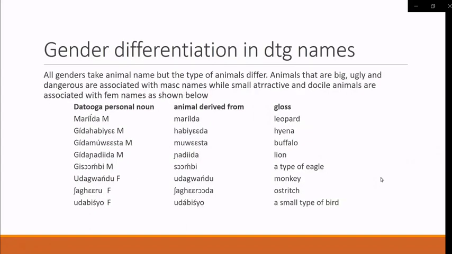So we have gender, how is gender differentiated in that language? All genders take animal names, but the type of animal differs. It has been found that animals that are big, ugly, and dangerous are associated with masculine names, while more attractive and docile animals are associated with feminine names, as shown below. So all these here, a leopard, hyena, buffalo, lion, a type of eagle that is dangerous, these are associated with male names. But these other animals, a monkey and ostrich and a small type of bird, they're not dangerous and they are small, so they are associated with the feminine gender. So that's one. And it supports the unmarked gender categorization of other nouns too, as we saw earlier.